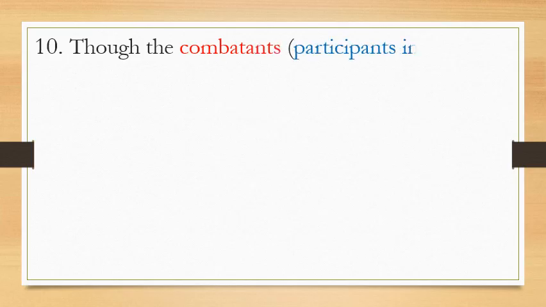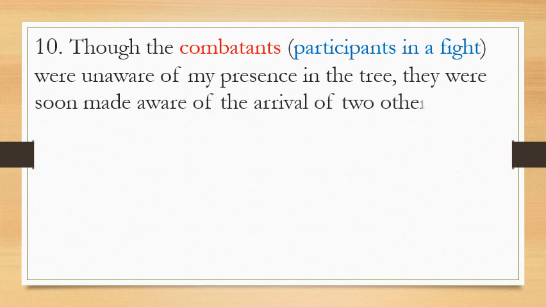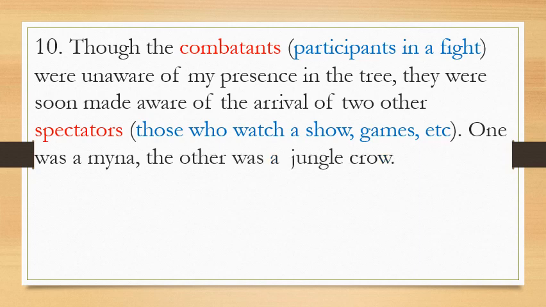Now let us move to next paragraph. Though the combatants, means participants in a fight, were unaware of my presence, means the author's presence in the tree, they were soon made aware of the arrival of 2 other spectators. Spectators means those who watch a show or games, etc. One was a myna, the other was a jungle crow. Means the participants in the fight were not aware of the author's presence in the tree, but 2 spectators, a myna and a crow, were noticing clearly.